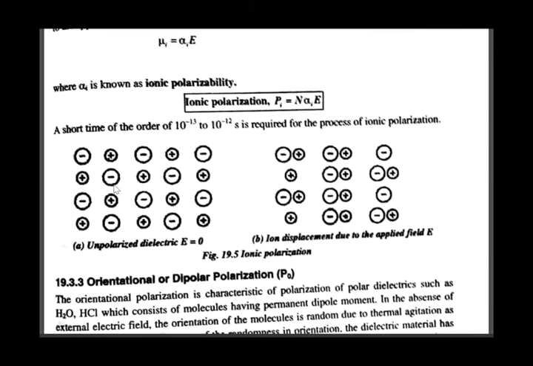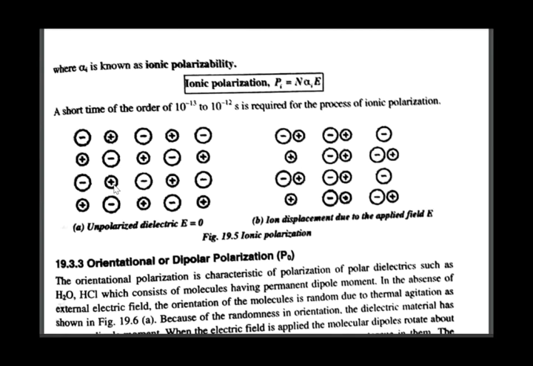If you look at these two diagrams, you will understand what is ionic polarization. So all minus sign indicates negative ions, plus indicates positive ions. They are at random like this. They are in random positions before applying the electric field. That means the dielectric is unpolarized when E is 0.